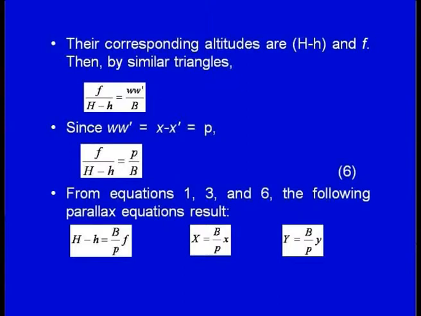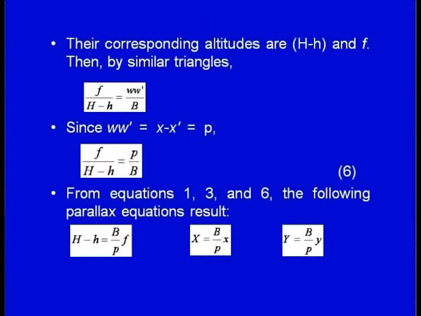Then by similar triangles we can say that f divided by capital H minus small h is equal to w dash divided by b. Since w dash is equal to x minus x dash, which is nothing but the parallax of the point P, the equation can be written as f divided by capital H minus h equal to small p divided by b.